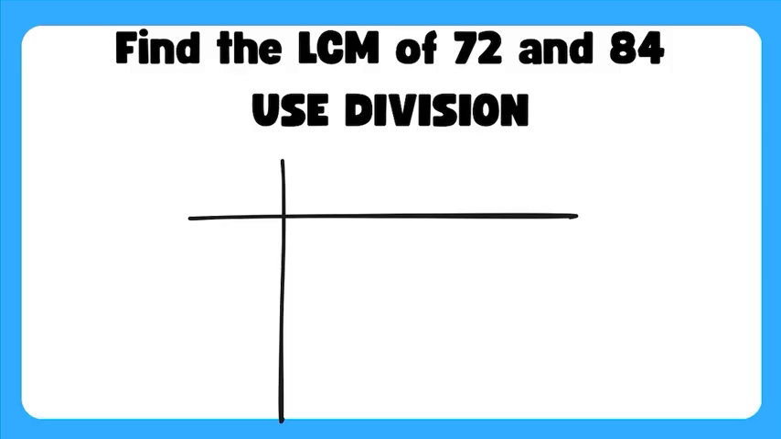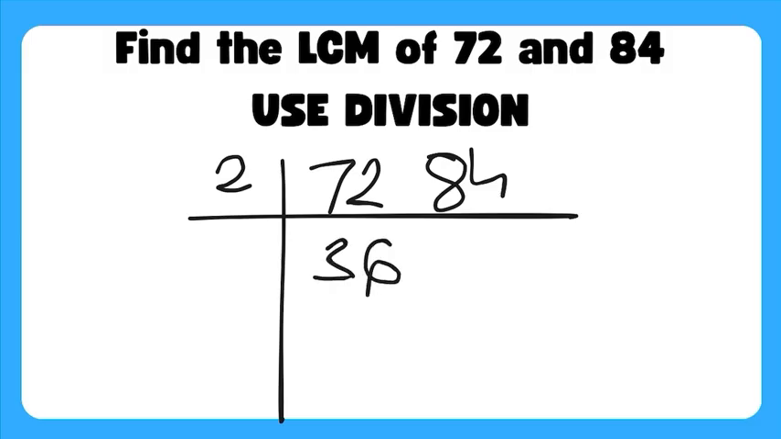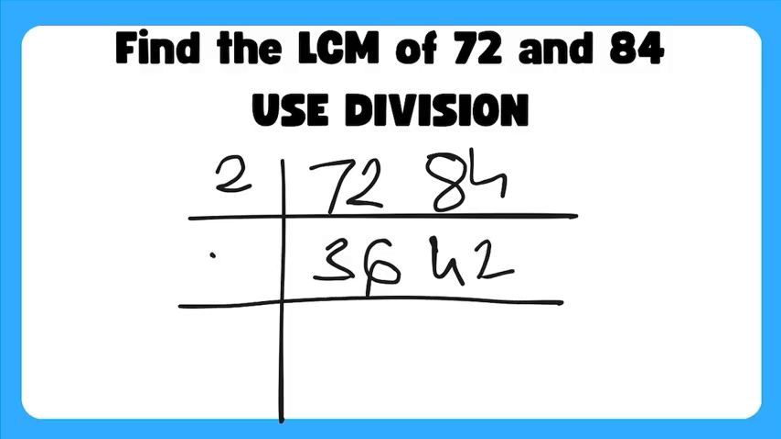So we have 72 and 84, so I'm going to note them down over here. And this one, it's much easier. So first I can divide both of them by 2. So that will give us over here 36 and 42. We can divide them by 2 again and get 18 and 21. So I'm actually running out of space here, so I'm going to note the 2s down up here.